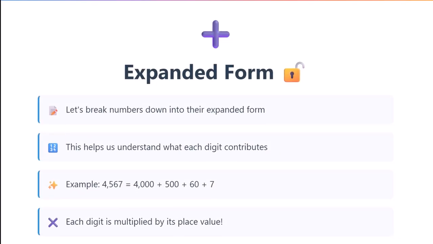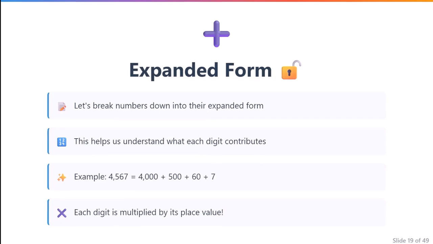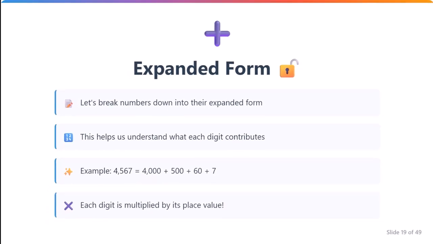Now let's break numbers down into their expanded form. This helps us really understand what each digit contributes to the whole number. Take 4,567. In expanded form, we write it as 4,000 plus 500 plus 60 plus 7. See how we've broken it down? Each digit is multiplied by its place value.